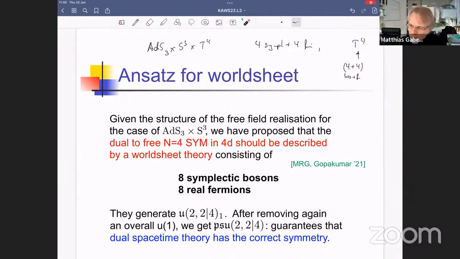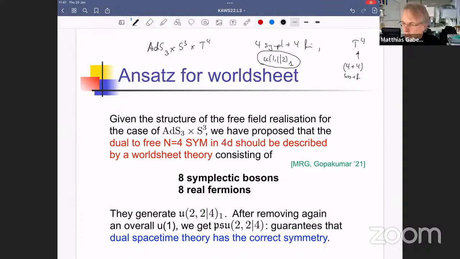Now, finally, I want to motivate a little bit why that's maybe not so unreasonable. The first piece of evidence is that, remember, the 4 symplectic bosons and the 4 fermions generated U(1,1|2) at level 1. Then you quotient it out by this U(1), and you've got PSU(1,1|2) at level 1. And PSU is what you should expect for string theory in AdS3, being dual to N=4 superconformal field theory in 2 dimensions, because the global symmetry of this is the global symmetry of the N=4 superconformal field theory living on the boundary.